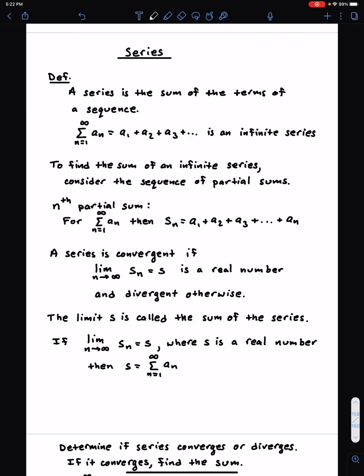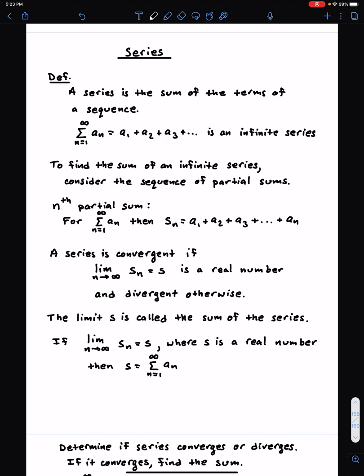Series. Definition. A series is the sum of the terms of a sequence. The sum, as n goes from 1 to infinity, of a sub n is a1 plus a2 plus a3 plus ... is an infinite series. To find the sum of an infinite series, consider the sequence of partial sums.